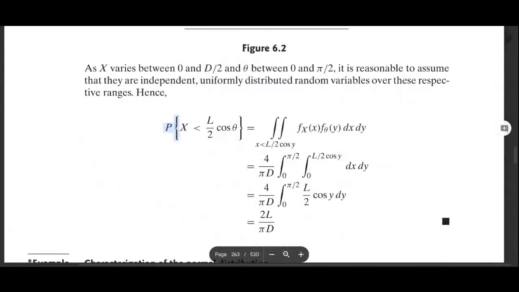So the probability of that case is just x less than L over 2 cosine of theta. And they don't use theta here, they use y, right? Because theta is a variable, so they change it to another letter. Remember we used capital letter Y to represent the random variable. So here it is just theta, so use y to represent the value for theta.